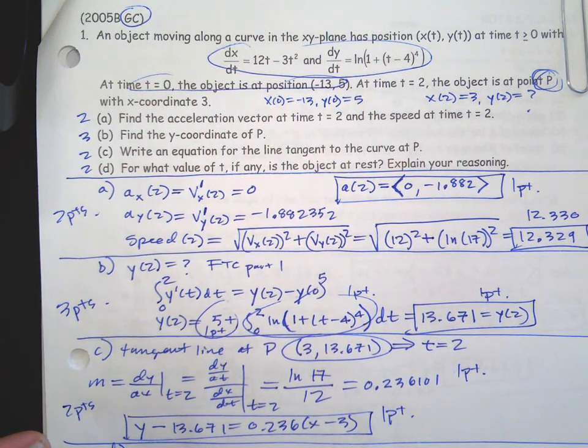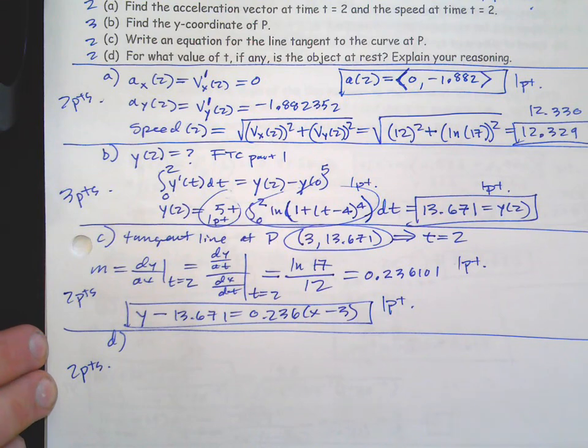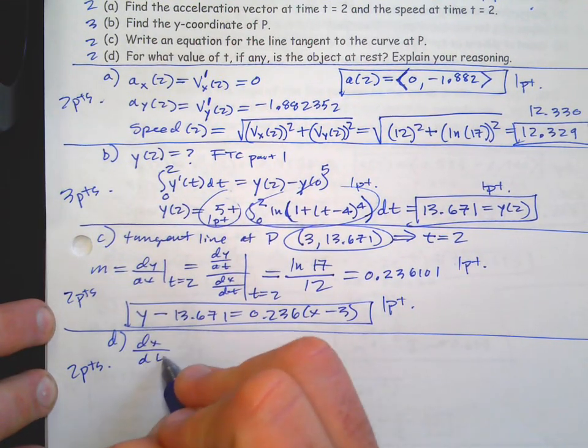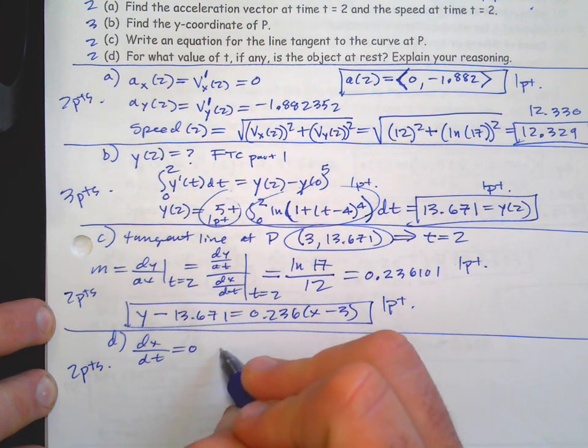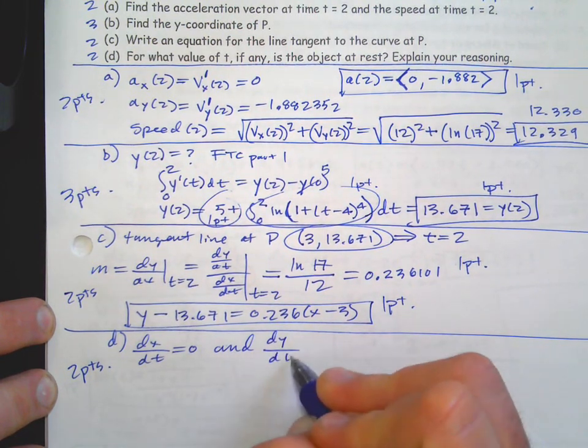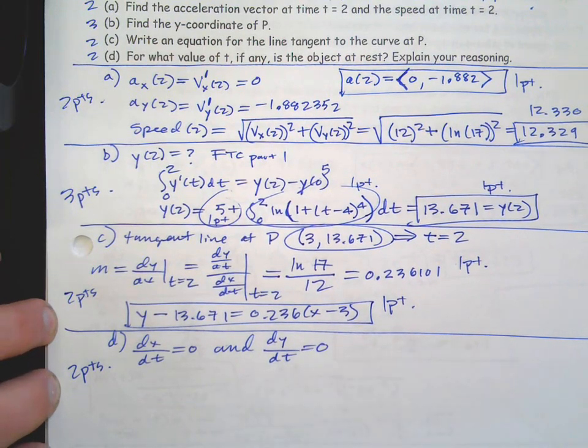Okay, D says, well, for what value t, if any, is the object at rest? Explain your reasoning. Now, object at rest, I think it means that it can't be moving in either direction, right? I think this is what we're looking for. So let's go and solve these.